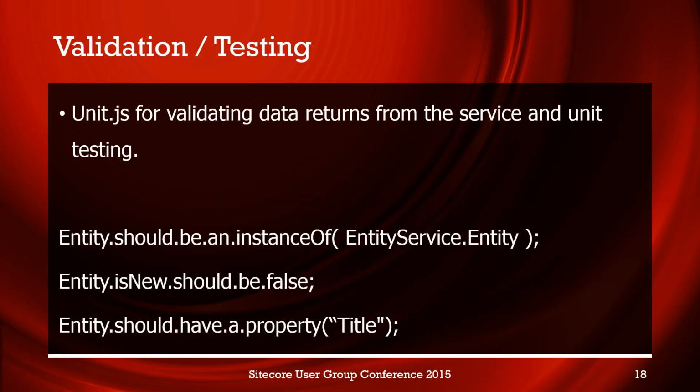Okay, this is something that actually caught me out when I started to learn Entity Service, so I'll just talk about this. In the Sitecore documentation, you see a lot of this syntax here. We say entity should be an instance of entityservice.entity. Entity is new, should be false. Entity should have a property of title. So this is a certain bit of unit testing, validation, whatever you want to call it.